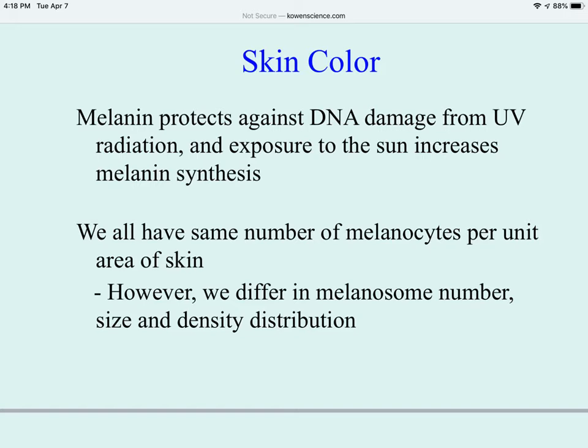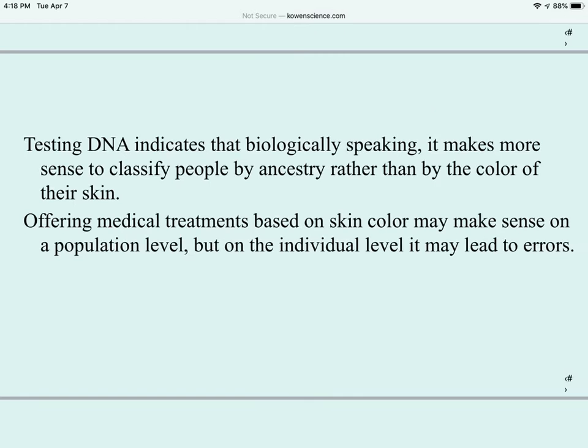Skin color is another multifactorial trait. Melanin is what protects us against damage from UV radiation and exposure to the sun. We have the same number of melanocytes per unit area of skin. However, we differ from person to person in the melanosomal number, the size, and the density distribution, which causes the varying colors of skin.